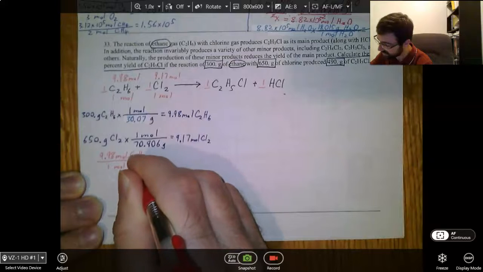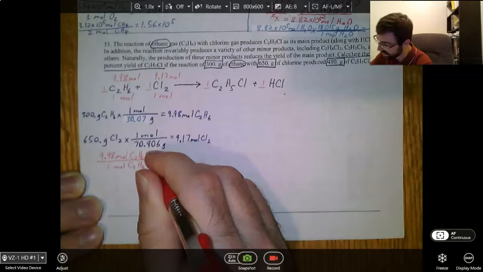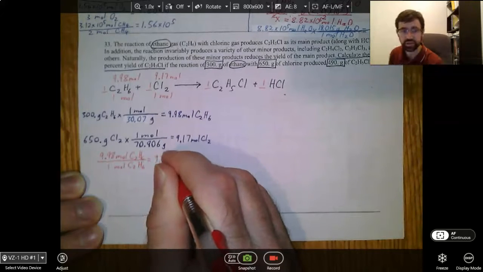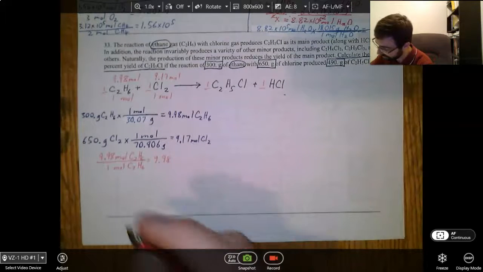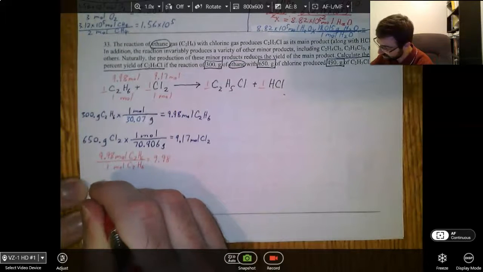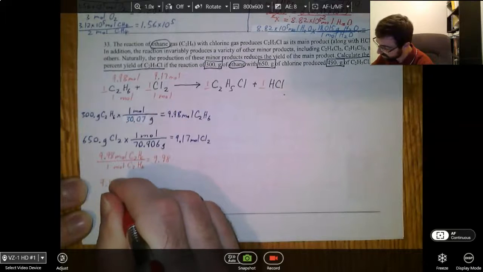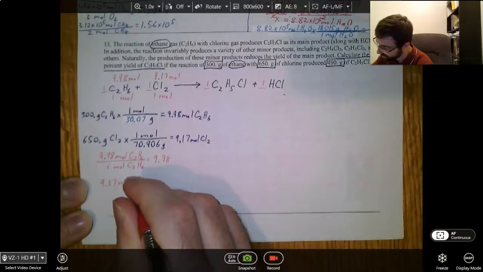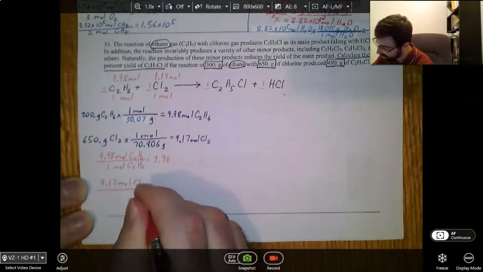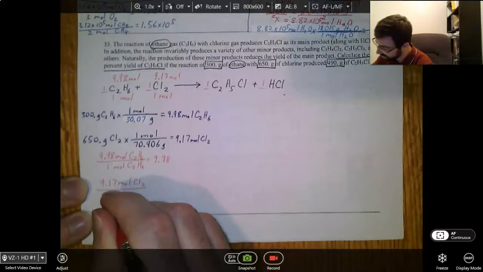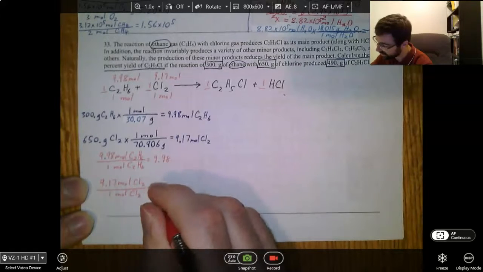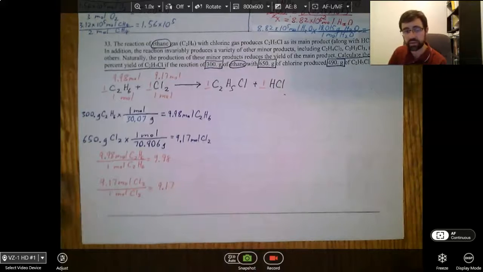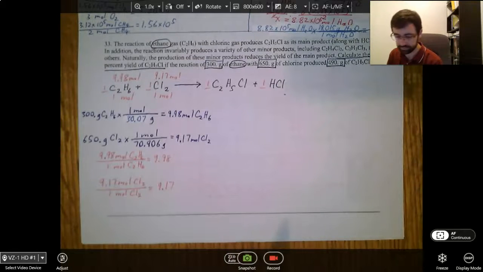C2H6 equals 9.98. And you could say batches or moles of reaction would be a correct unit, or you can leave it unitless. 9.17 moles Cl2 over 1 mole Cl2. Get 9.17 moles of reaction, batches, or just no unit. Any of those are fine.